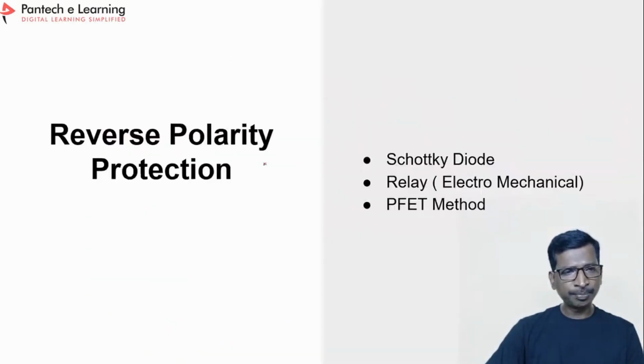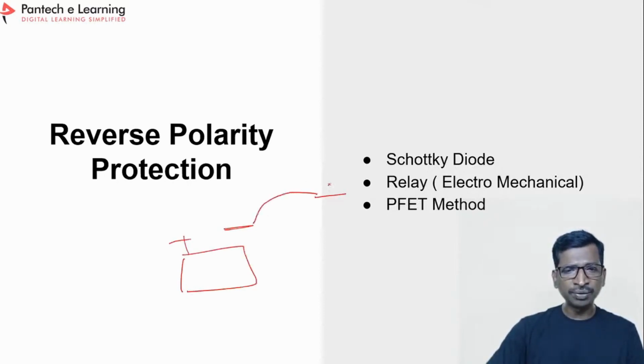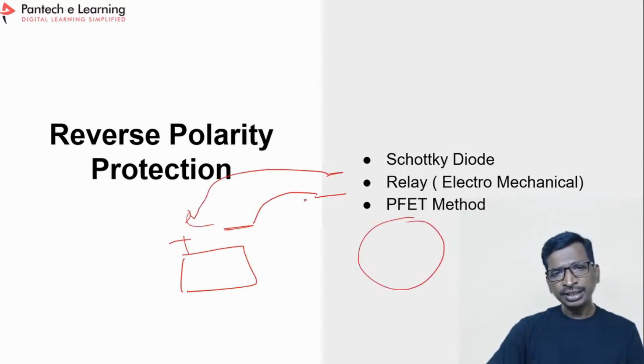So now the reverse polarity protections. This generally happens during a manual fault, a human fault. Suppose your battery has a positive and a negative terminal, and you connect the positive terminal to negative and the negative terminal to positive, then immediately your circuit will get damaged. So even if you are manually connecting reverse polarity, you should provide one circuit to protect the battery as well as the load.